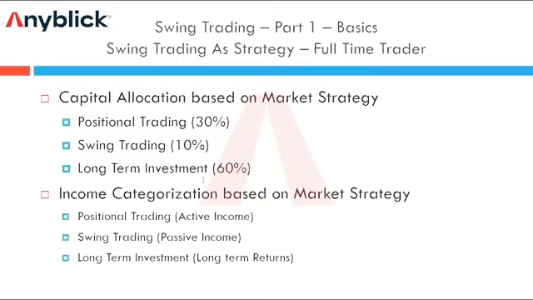This is the sort of income categories that I have classified based on my psychological comfort level. For me, the positional trading that I do is my active income, because I'm a full-time trader. The swing trading that I do is my passive income. That is, my life does not depend on this income. It mostly depends on positional trading. And long-term investments, obviously, you cannot categorize as income, because they are the sort of long-term returns that you take out of the market.